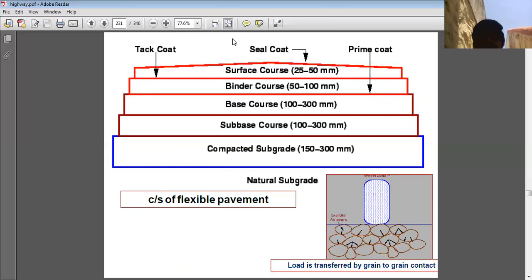Next, seal coat surface course is 25 to 50 mm thickness. Next, binder course 50 to 100 mm. Base course 100 to 300 mm. Sub-base course 100 to 300 mm. Compacted subgrade 150 to 300 mm.